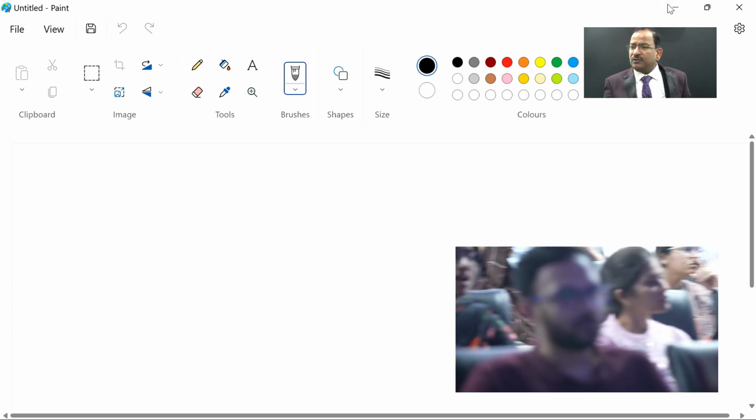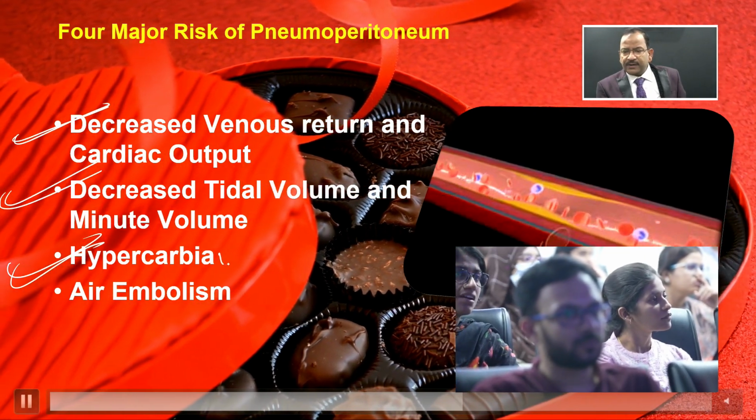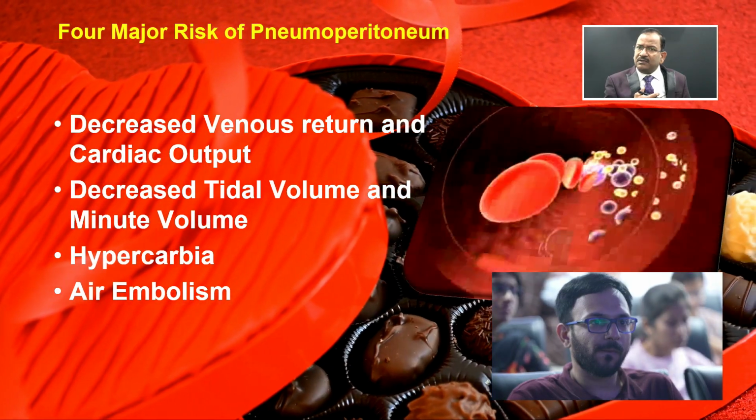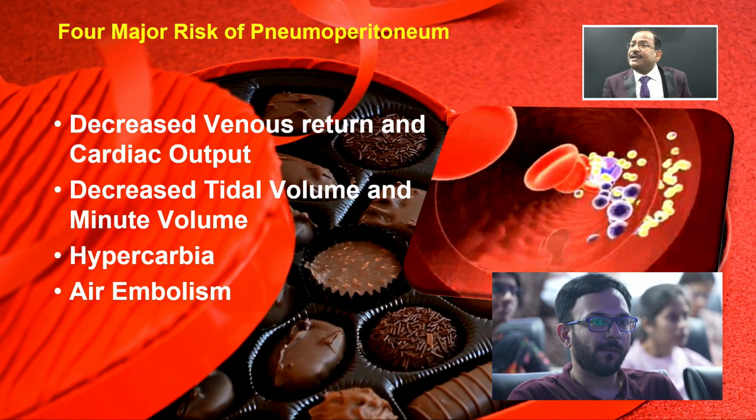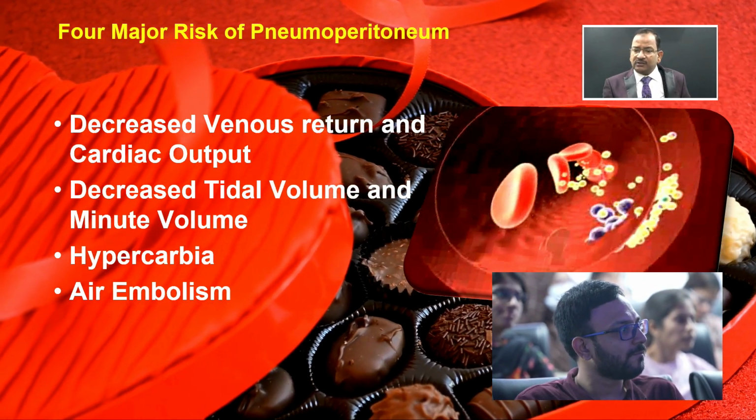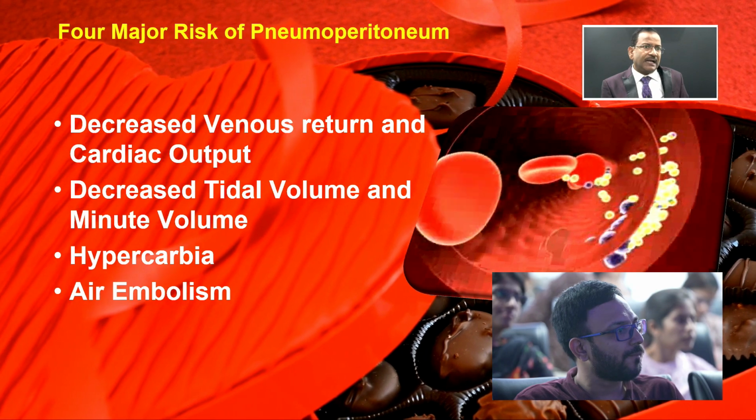So, this is the fourth problem: hypercarbia. A normal person can tolerate hypercarbia, but a patient with COPD and cardiac disease cannot tolerate it. That is why in COPD and cardiac disease, gasless laparoscopic surgery is preferred. In gasless laparoscopic surgery, there is no pressure over the vena cava, no pressure over the diaphragm, no chances of hypercarbia, no decrease in tidal volume, and no chances of air embolism. So, gasless has these advantages.